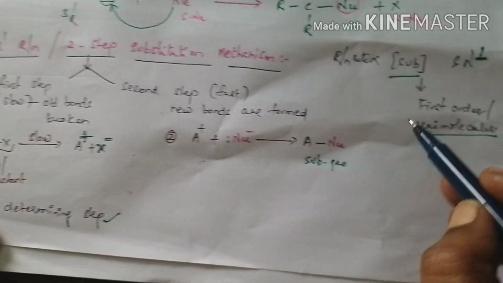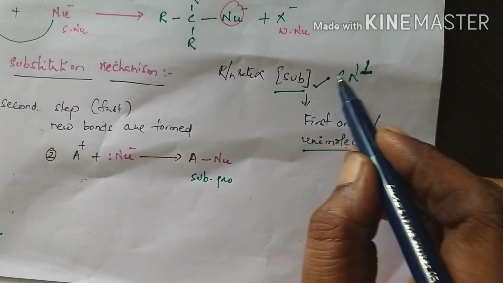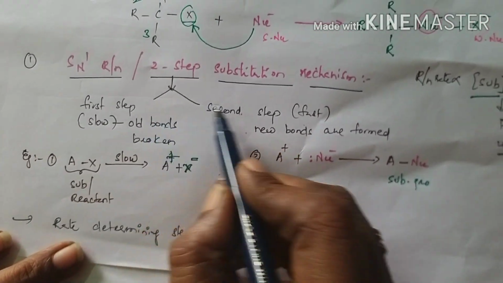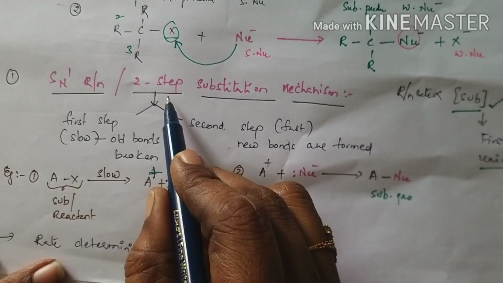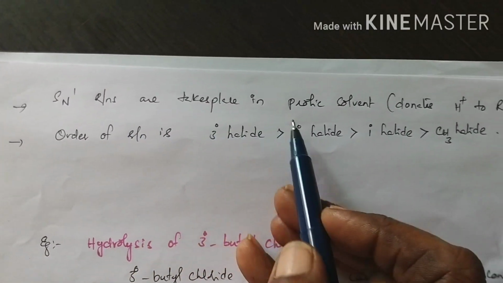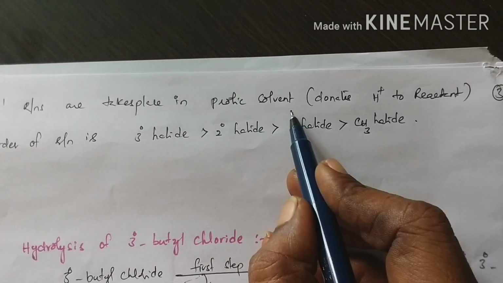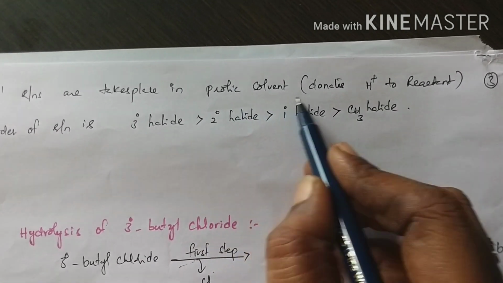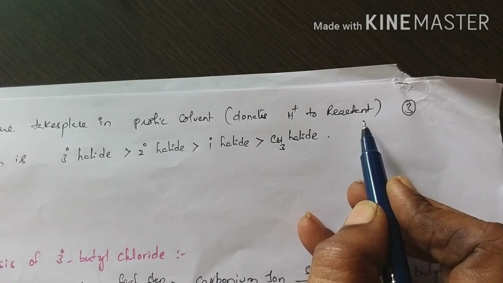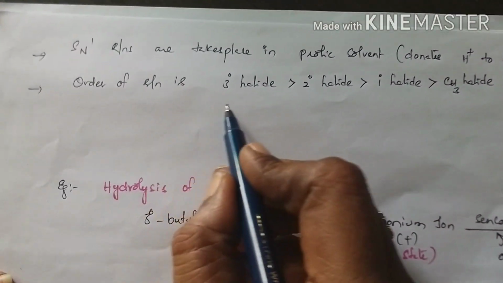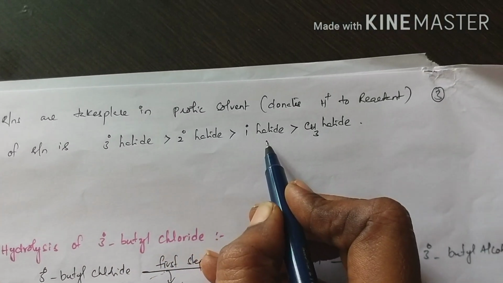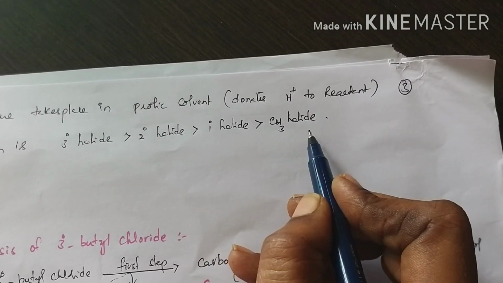So it mainly depends on the concentration of substrate, hence it is known as SN1 reaction. It is done in two steps, hence it is known as a two-step substitution reaction. SN1 reactions take place in polar protic solvent. A protic solvent readily donates protons to the reactant or substrate. Here the order of reactivity is tertiary halide greater than secondary halide, followed by primary halide and finally methyl halide.